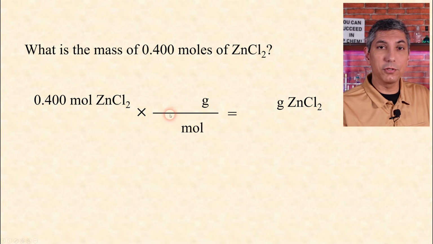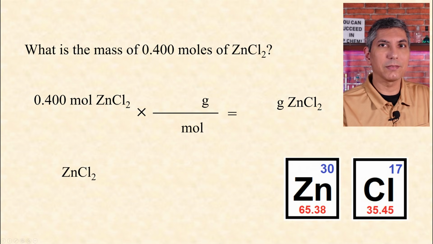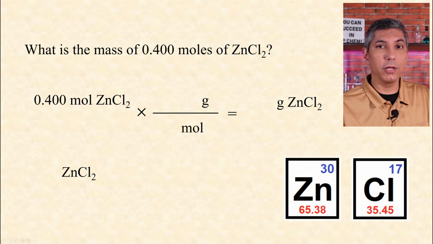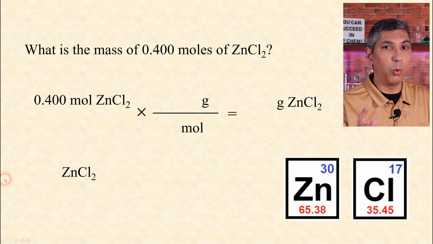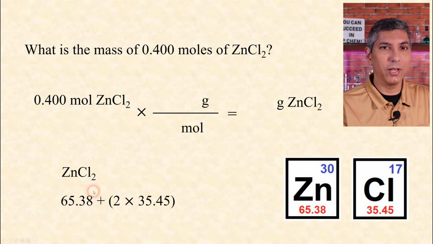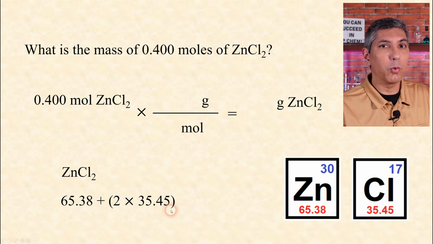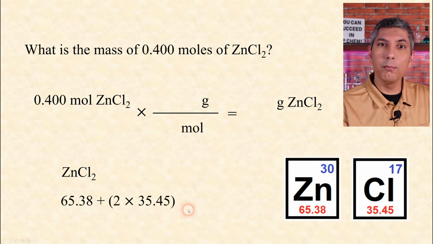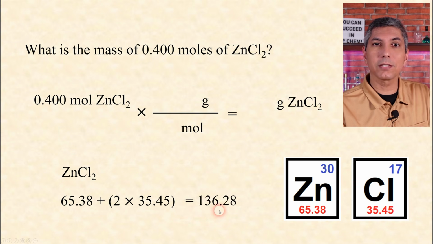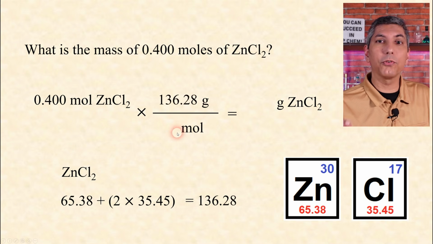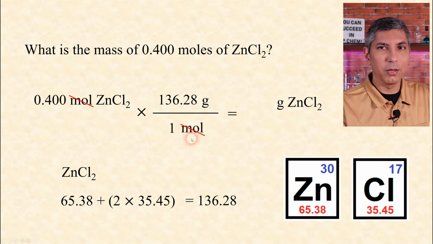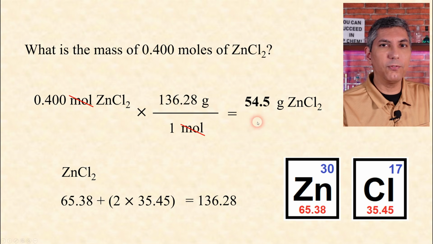top. To determine how many grams are in a mole, we have to consult the periodic table for these elements. For a compound, we always add the total atomic masses of the elements. We have 1 zinc atom at 65.38 grams, and then we have 2 chlorine atoms at 35.45 grams apiece. When we add these together, we find that the mass of 1 mole of this substance is 136.28 grams. So we put that into our conversion factor. And of course, that's equal to 1 mole. We cancel moles, multiply, and find that the mass is about 54.5 grams of zinc chloride.